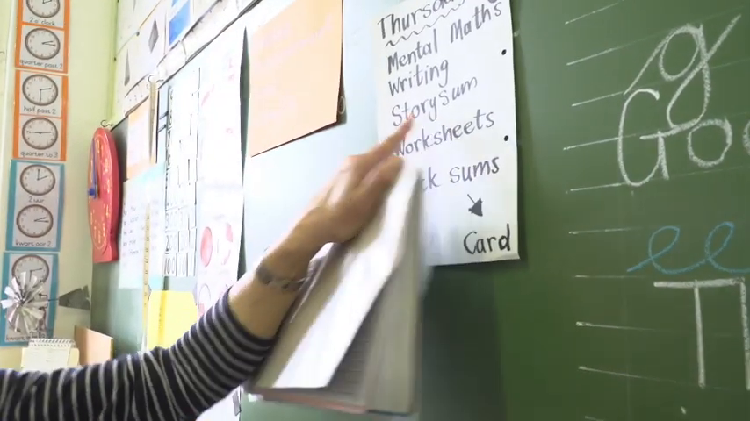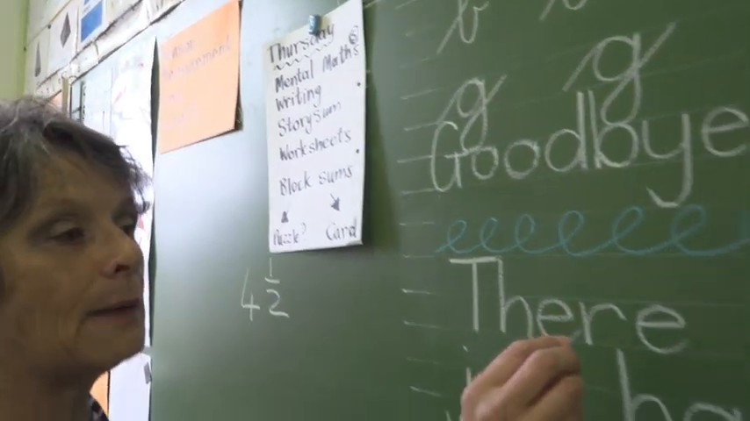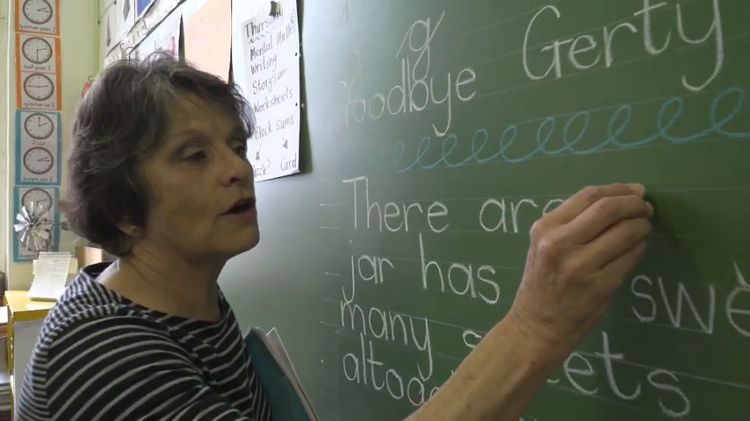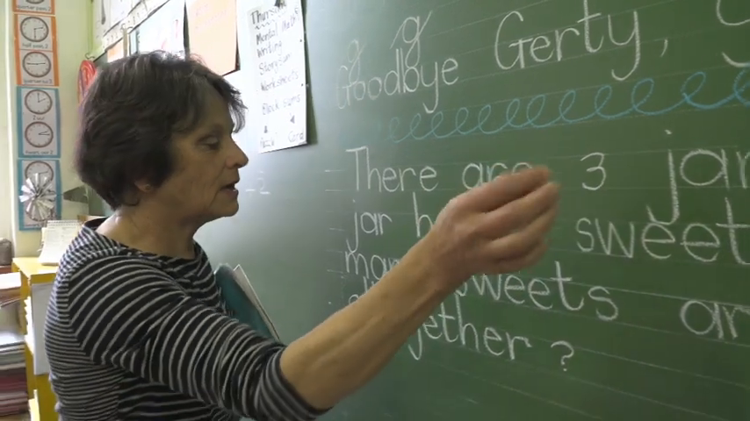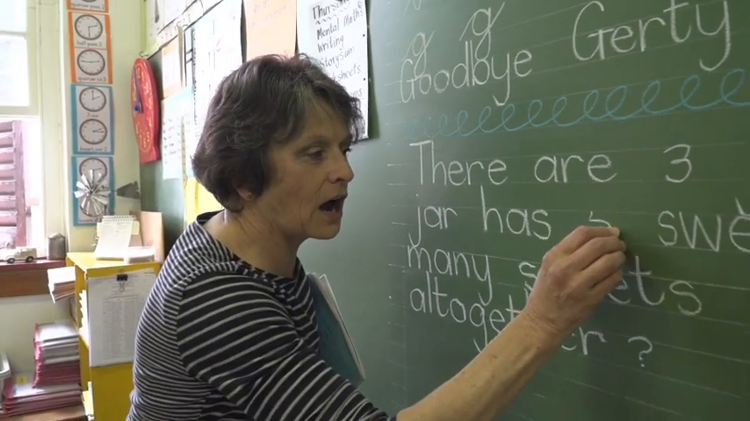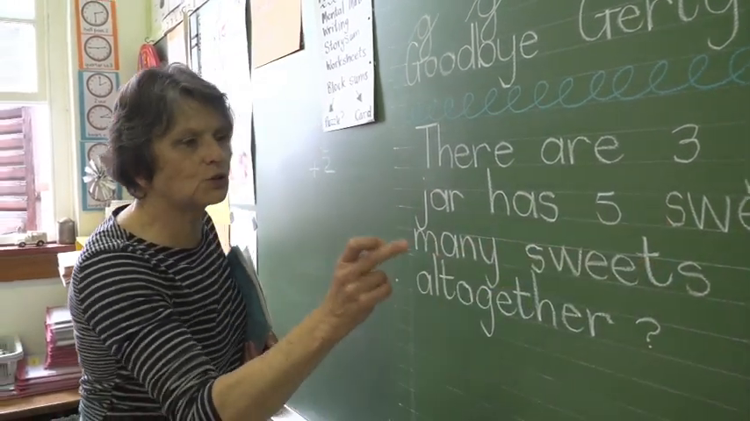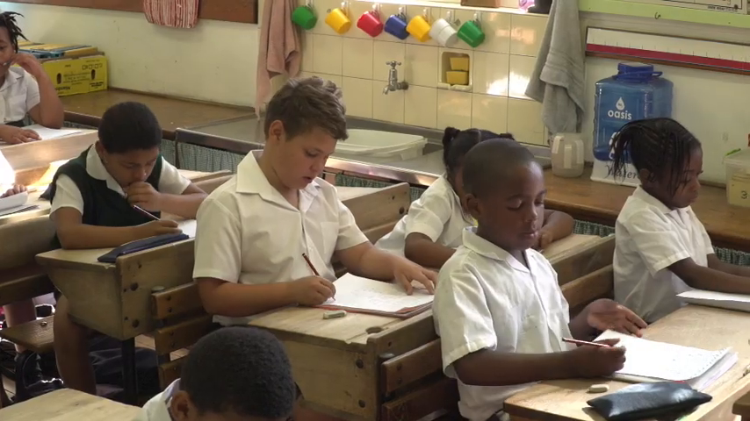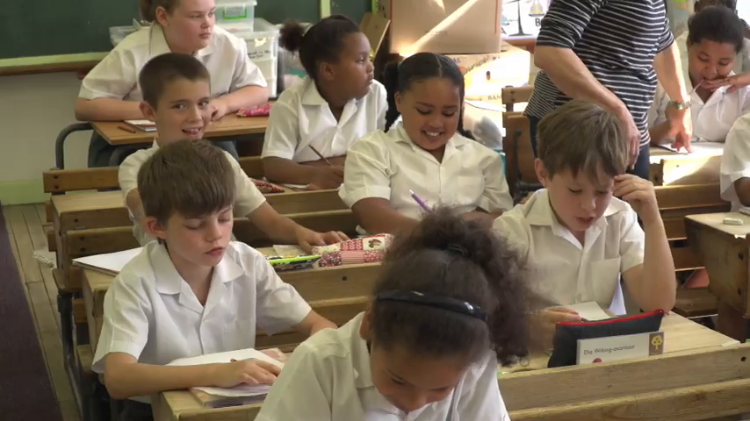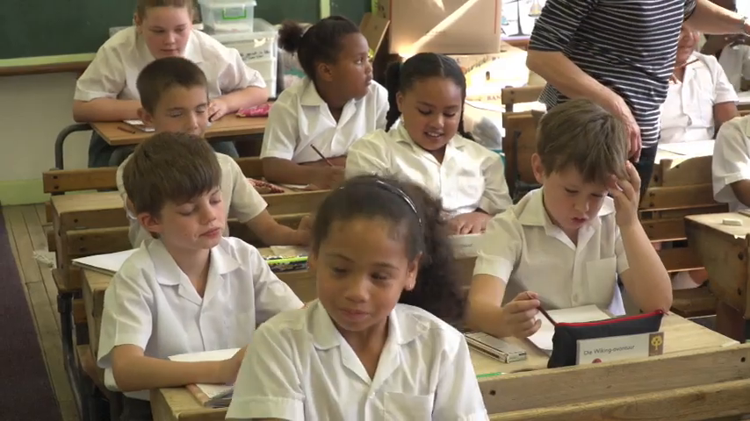So, after you've done your writing, you are going to do your story sum. And then I'll put in the numbers here for you. The teacher has given instructions for individual work at the beginning of the lesson. Learners know what to do on their own when they are not busy with group work. After she has done this, she can begin with group work.